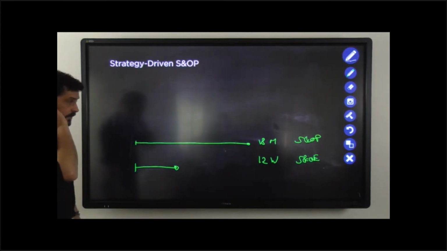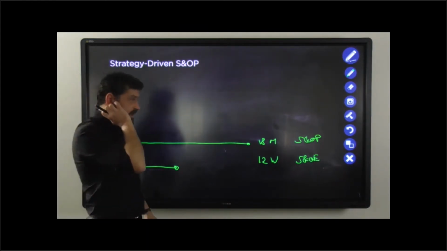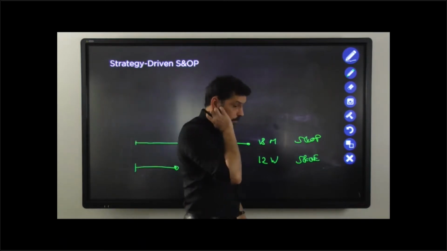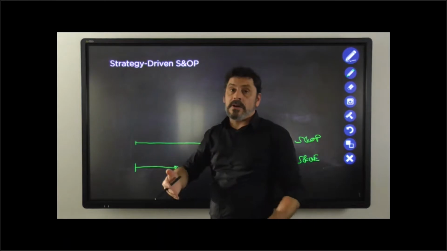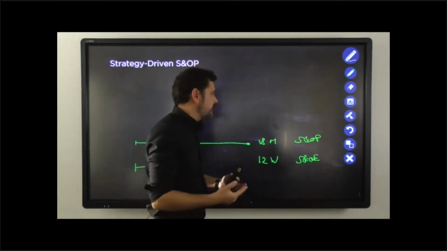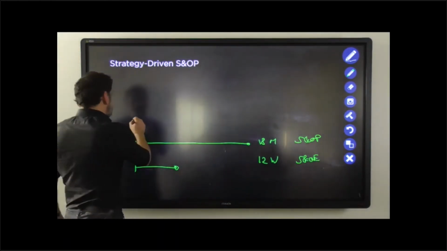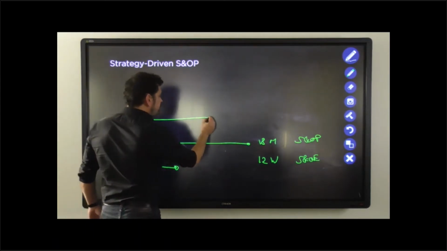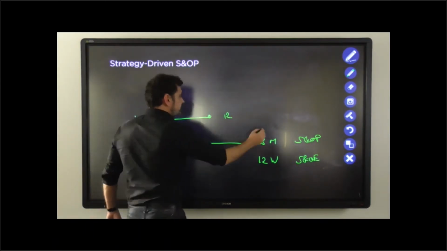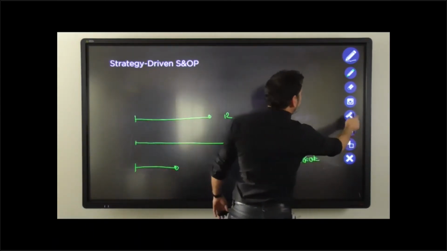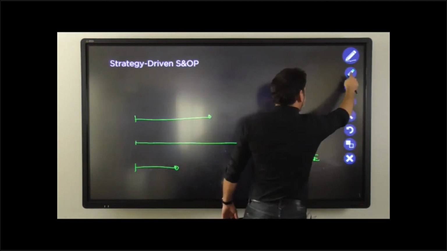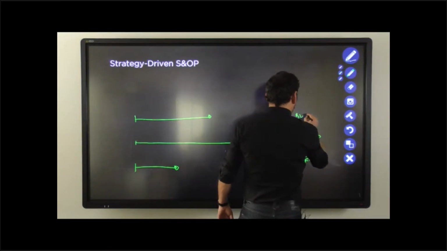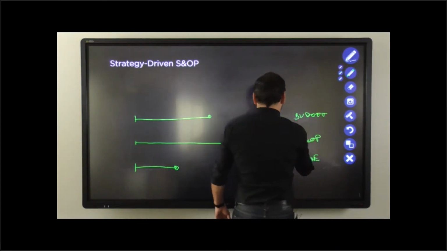A very famous input to your S&OP, to your demand plan, but also, for instance, to the objectives of how much inventory I can carry and that kind of stuff, is a financial plan or the budget. And typically, the budget would be 12 months, 1 year.